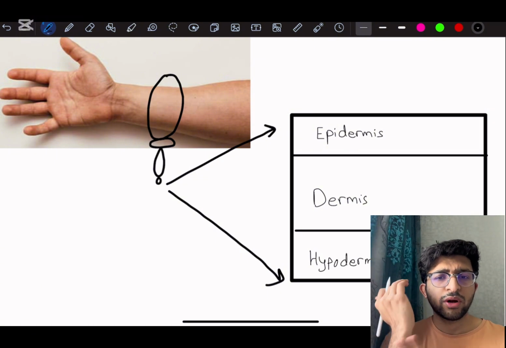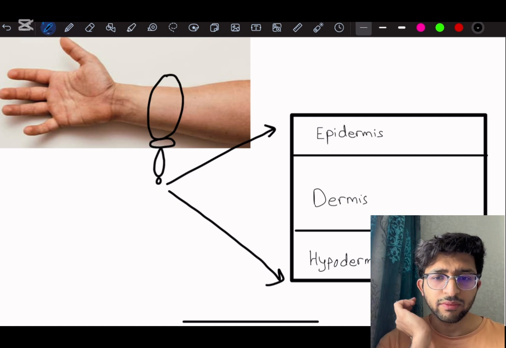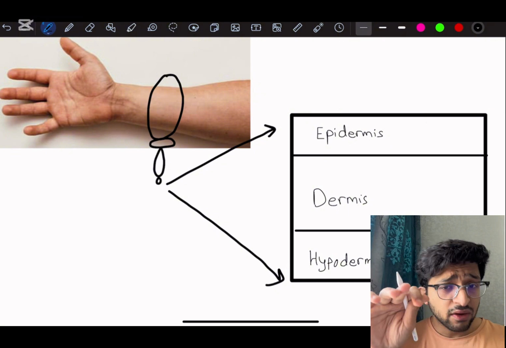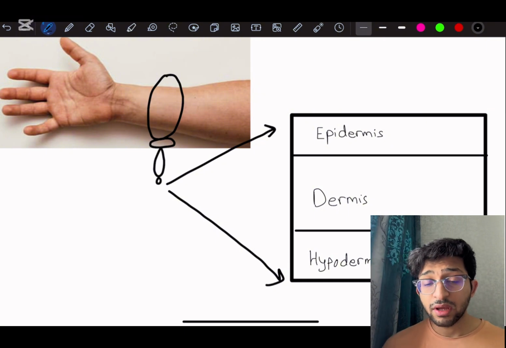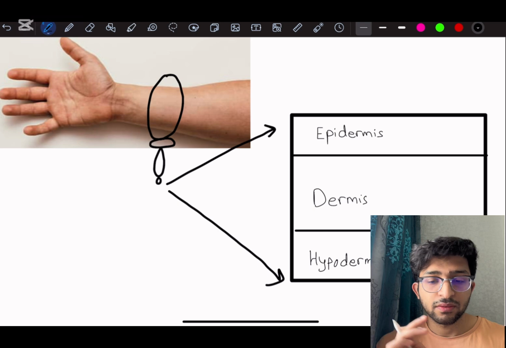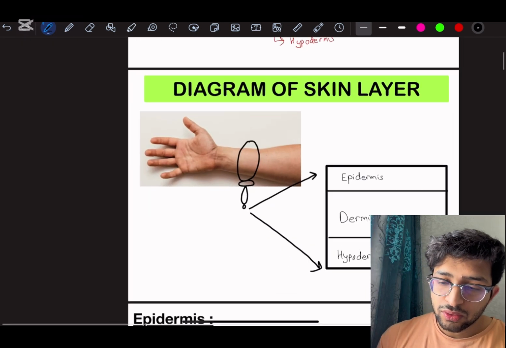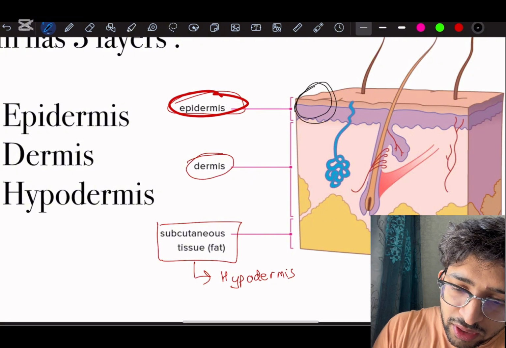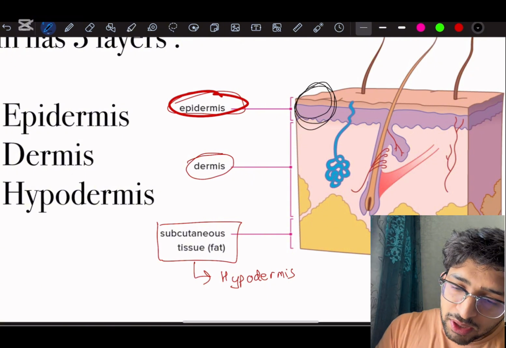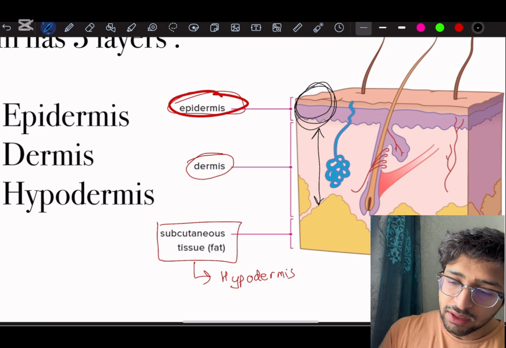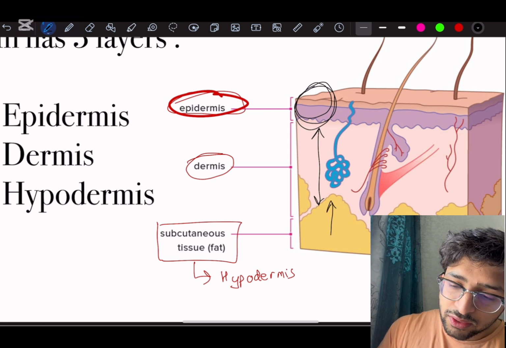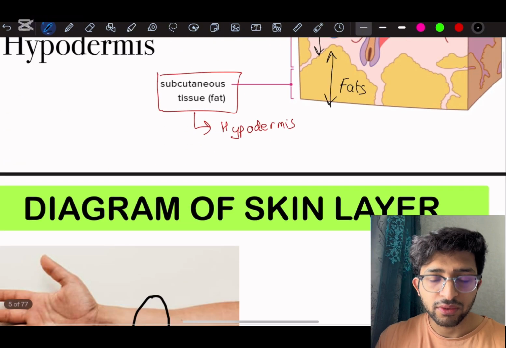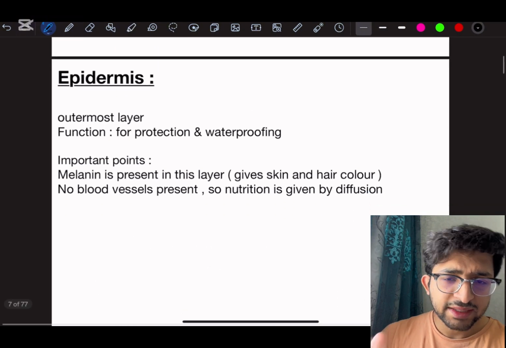Basically, the skin which is present outside of the body, which you can see over here, is the epidermis layer. Inside our epidermis layer, there are blood vessels which are present, and inside that there are the fats which are present. Just below the epidermis is the dermis layer, and all these fats, the yellow stuff which you can see, we also call hypodermis. Now let's get one by one into that.